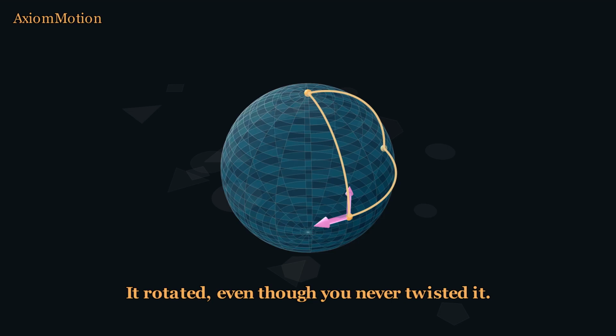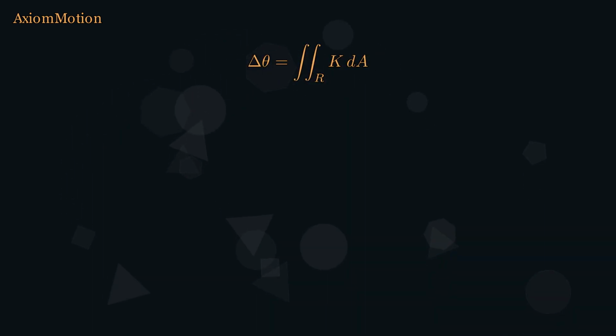You never twisted it. You never rotated it. The curvature of the sphere did this all on its own. This is called holonomy. The rotation angle of a parallel transported vector around a closed loop equals the integral of K over the enclosed region. For our octant triangle, K is 1 and the area is π/2, so the holonomy is π/2, 90 degrees. Exactly what we saw.